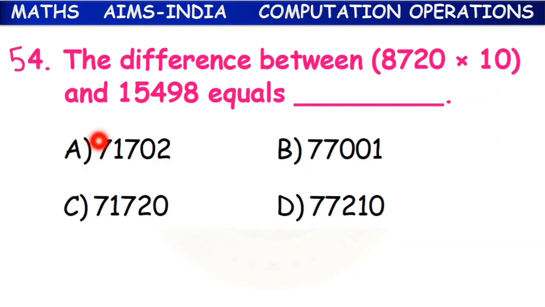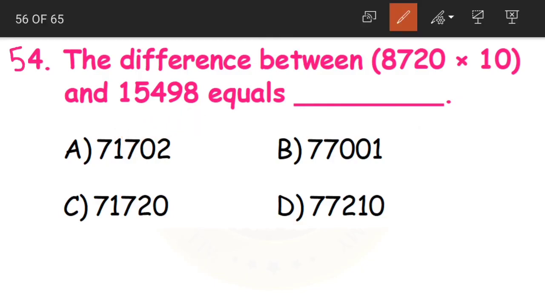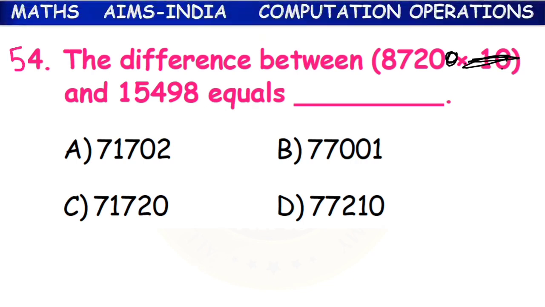Next question, 54. The difference between 8720 into 10 and 15498 equals dash. Now what should we do here? First we need to multiply this. So when we multiply, what will be the answer? We are multiplying it with 10, children, so we just need to add 0 to the number. So this is our answer, 87,200. Now what should we do? We should find out the difference.